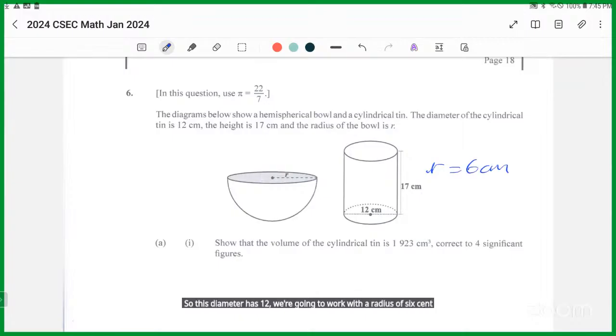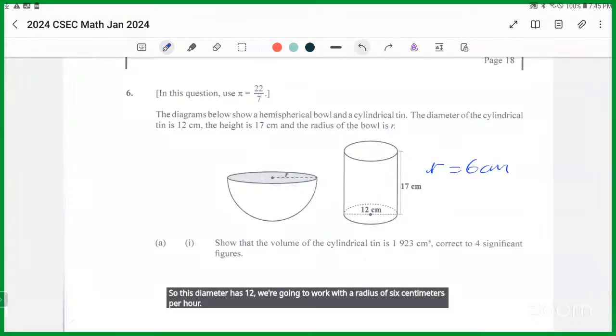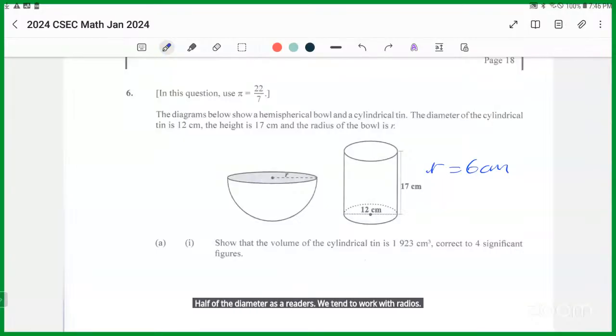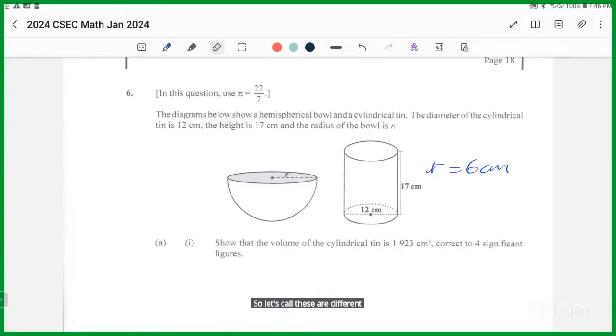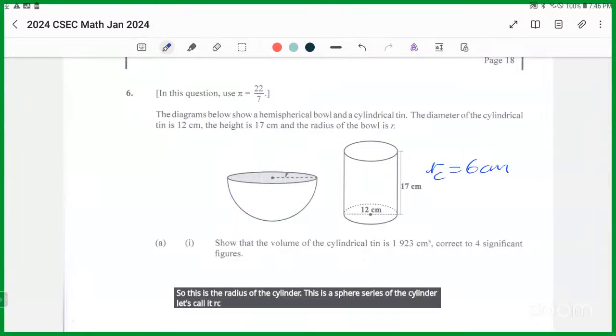Let's make a note of it. Half of the diameter is a radius. We tend to work with radius. All right. It says the height is 17 centimeters here. Here is the height, 17 centimeters. And the radius of the bowl is R. So let's call this R different. I want to differentiate them. So this is the radius of the cylinder. This is a sphere. So the radius of the cylinder, let's call it RC. A cylinder. And then the radius of the bowl is R. So we can differentiate them.